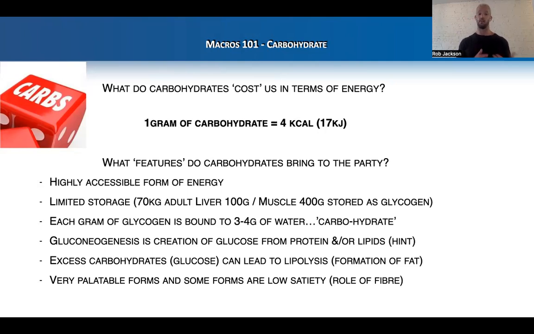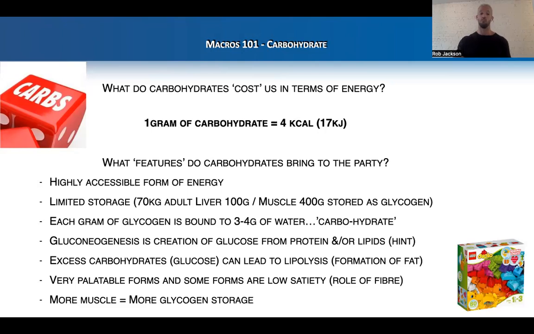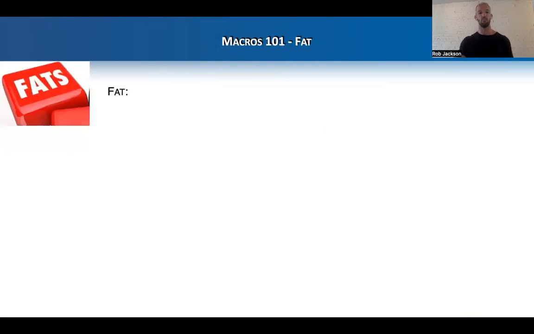So as much as I've said they're very palatable and some forms are low satiety, some of the grains that we consume, some fruits, have large amounts of fiber in them, and that fiber can actually be very filling, absorb a lot of water, and so it can be quite the opposite. It can actually increase satiety despite not necessarily being the most palatable. Again, more muscle equals more glycogen storage capacity.